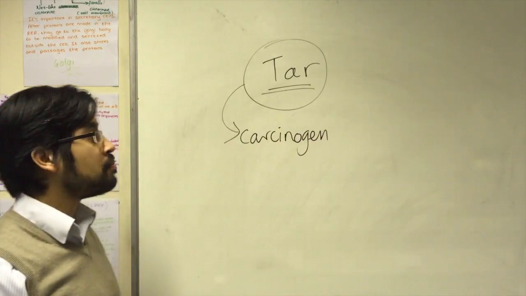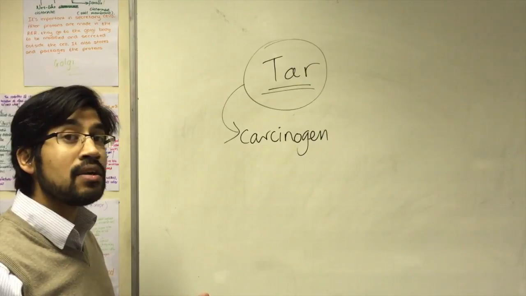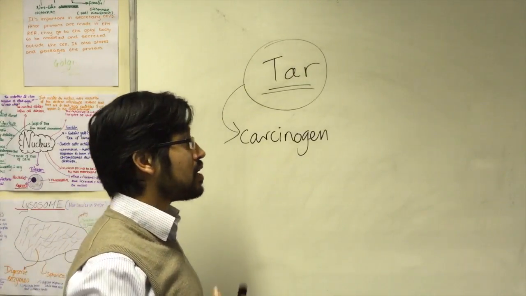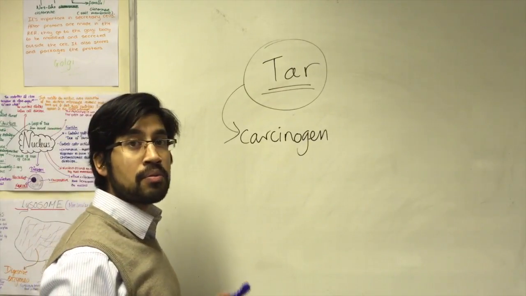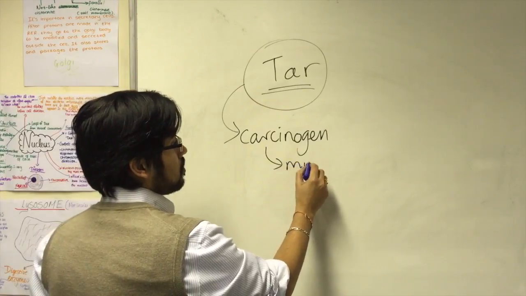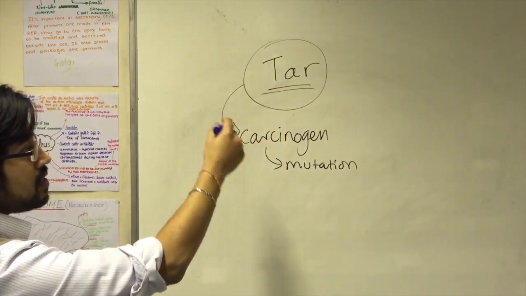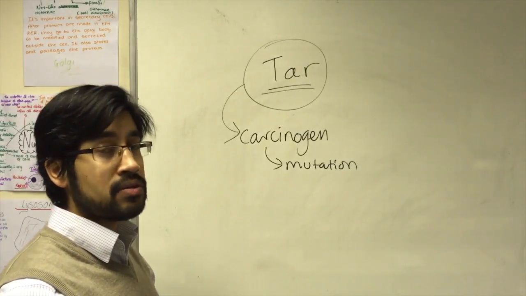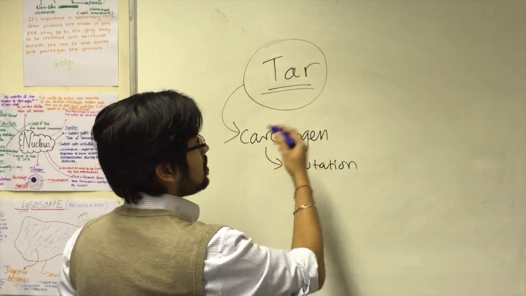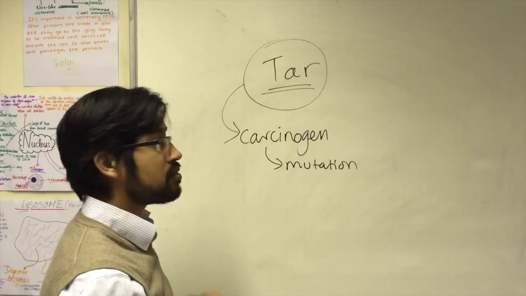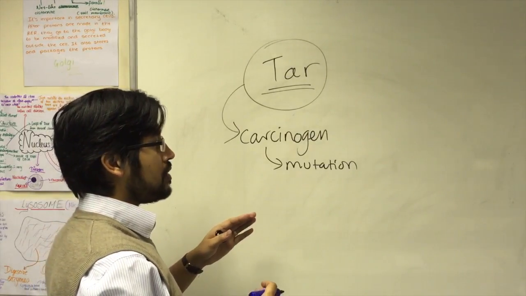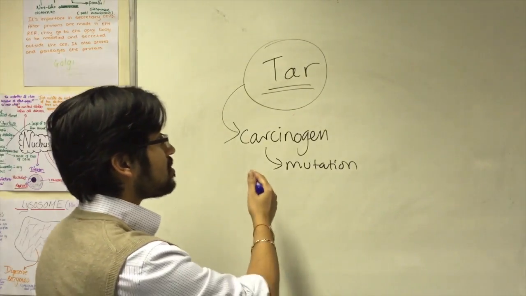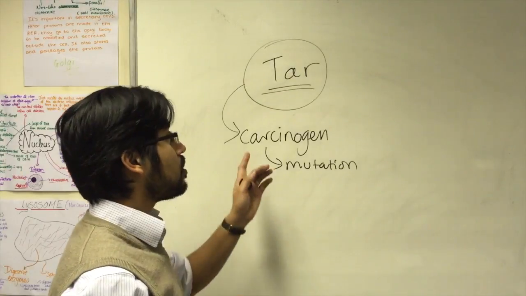Now what that means is it can induce mutations in DNA, and if these mutations happen to be in the genes that control cell division and cell growth, then you can develop cancer as a result of that. So tar acting as a carcinogen can cause mutations in the cells that are exposed to the tar. Of course, again, we are talking about cells of the lungs, the alveoli, the bronchioles, anything that comes into contact with it. And obviously the more you have, the more chance you can get a mutation. And it does take a very long time for enough mutations to accumulate to develop cancer. So in some ways we are looking at the very long-term effect of smoking.